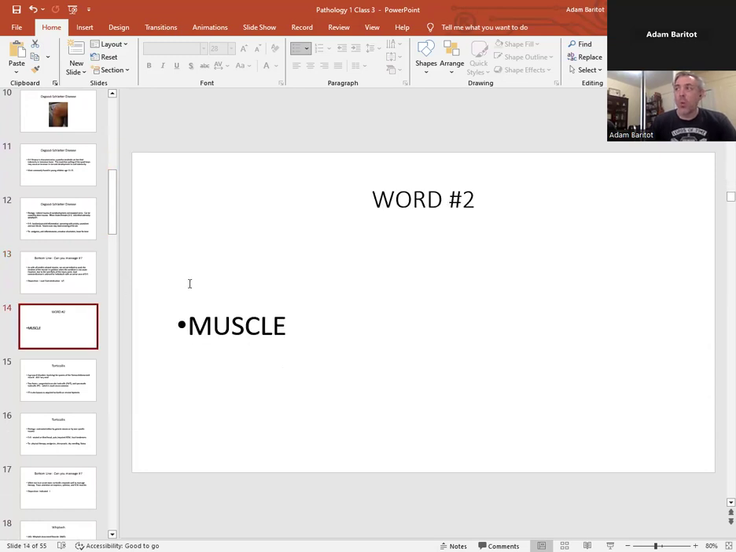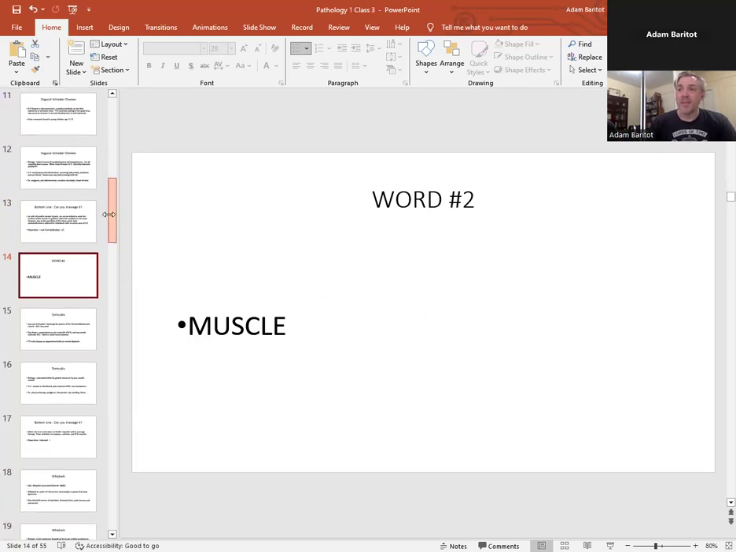Very good. Word 2 in our 4-word sentence. You remember the first word. The second word in that sentence is muscle.